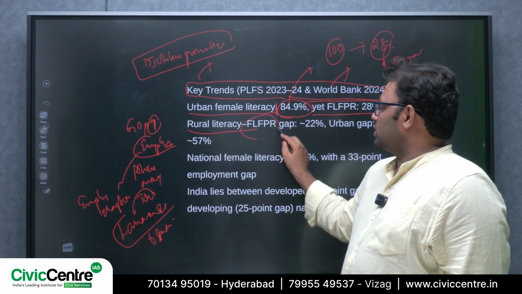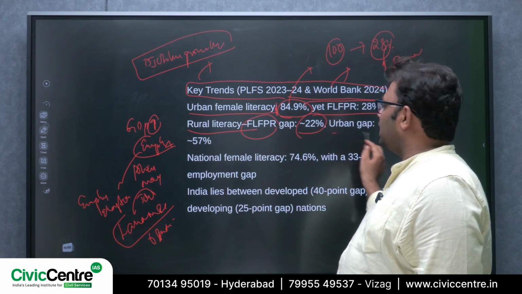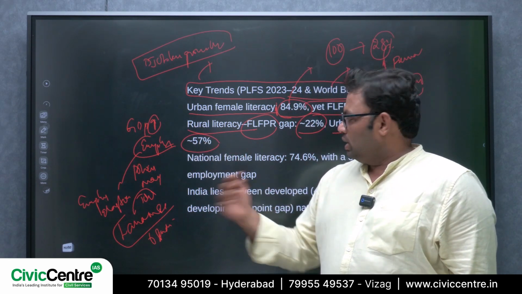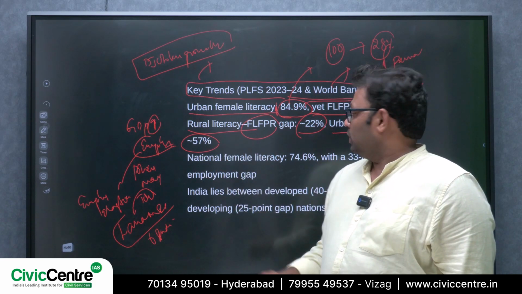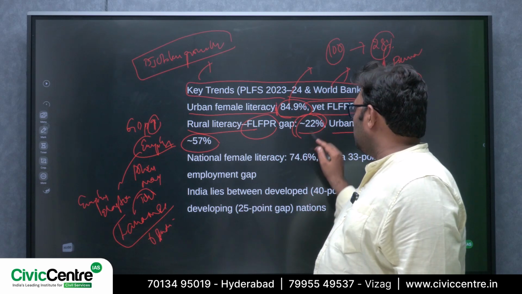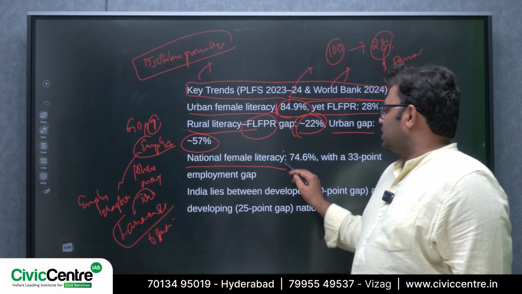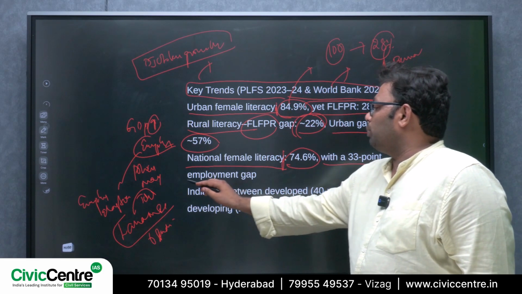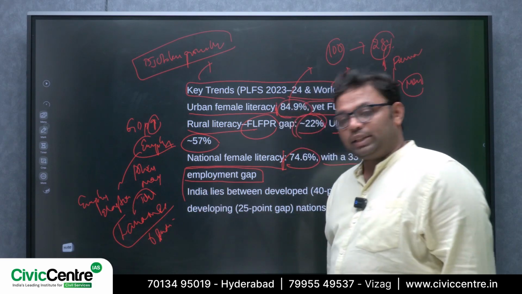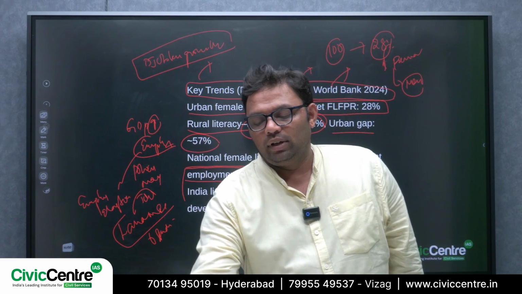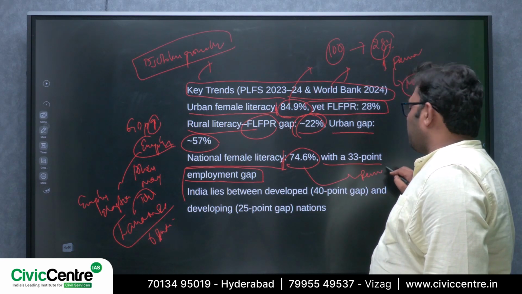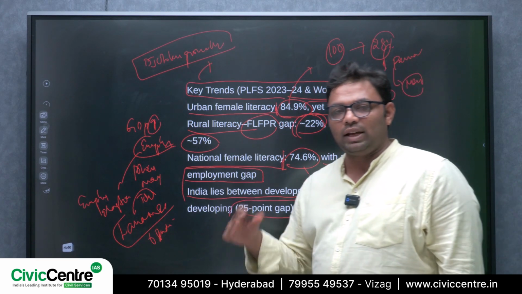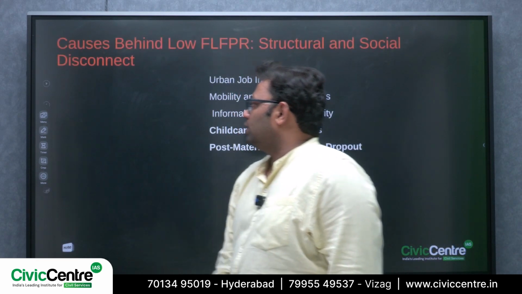The rural literacy and female labor force participation rate gap is 22%, and the urban gap is 57%. In urban areas, the gap of 57% has gradually come down, but in rural areas it was 22%, which was a good sign. National female literacy is 74.6%, with a 33-point employment gap. India lies between the developed nation gap of 40 points and the developing nation gap of 25 points. These are the major statistics available on the female labor force.